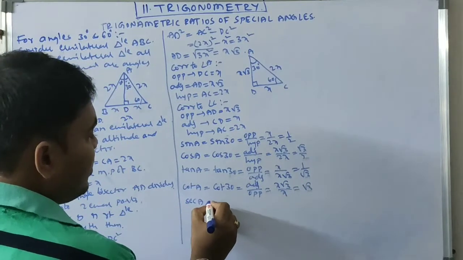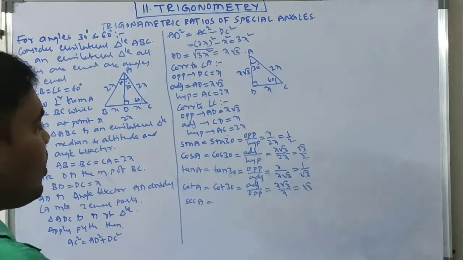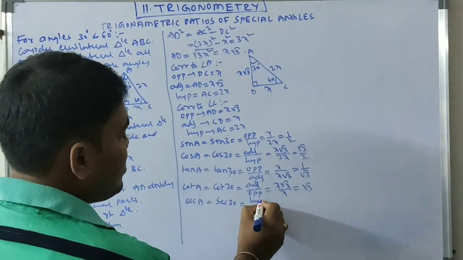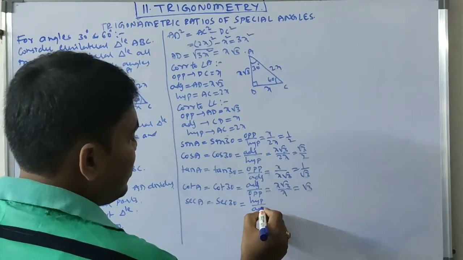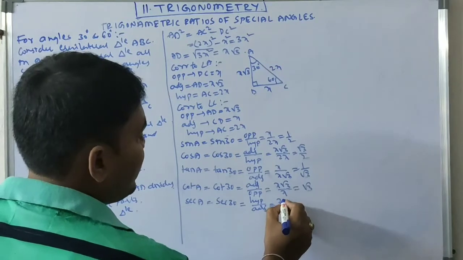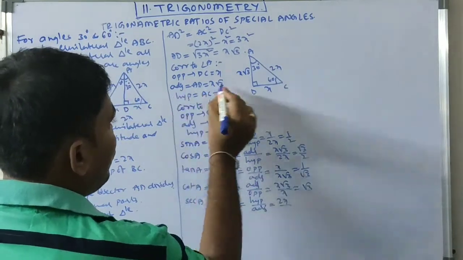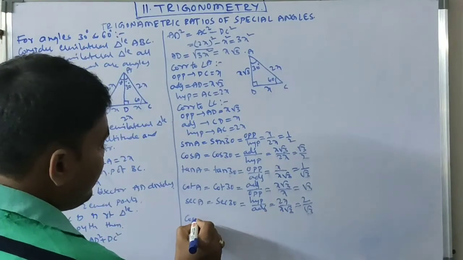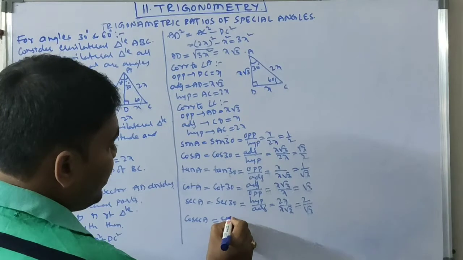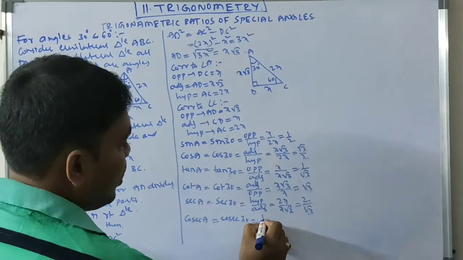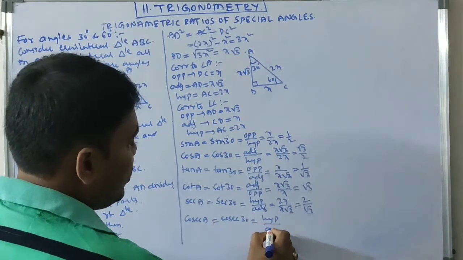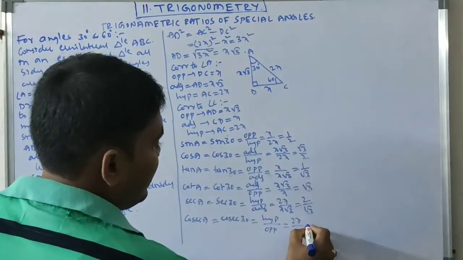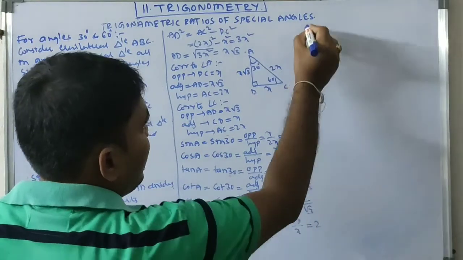Sec 30 equals, sec is hypotenuse by adjacent. Hypotenuse is 2x, adjacent is x root 3, x cancels, so 2 by root 3. Cosec A equals cosec 30, which is hypotenuse by opposite. Hypotenuse is 2x, opposite is x, x cancels, so 2.